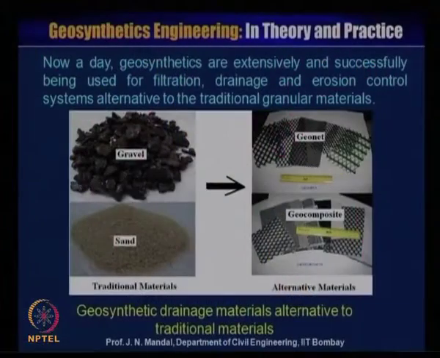Now, as I showed you also, nowadays geosynthetics are extensively and successfully being used for filtration, drainage and erosion control systems, as an alternative to the traditional granular material. So I showed you the gravel and sand, which is the traditional method, and these are the different types of geosynthetic material. This is geonet, this is geocomposite, and it may be woven and non-woven geotextile also, what I showed you. So this alternative system can be used. Also in terms of energy, you can save, as I also explained in my earlier lecture.